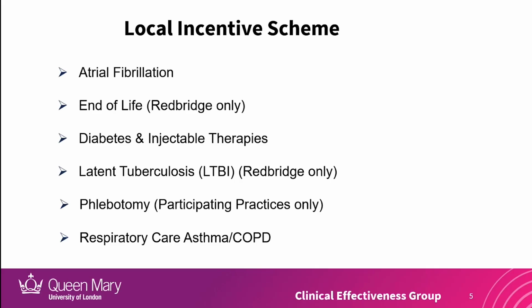So this is just a list of the local incentive schemes for BHR. So you have your AF, you've got your end of life, which is Redbridge only. You have your diabetes and injectable therapies. You have your latent TB, which is Redbridge only, and phlebotomy, which is participating practices only. And then you have your respiratory care, which is your asthma and COPD.